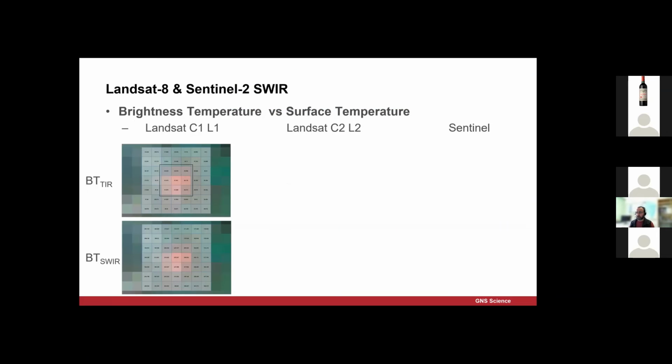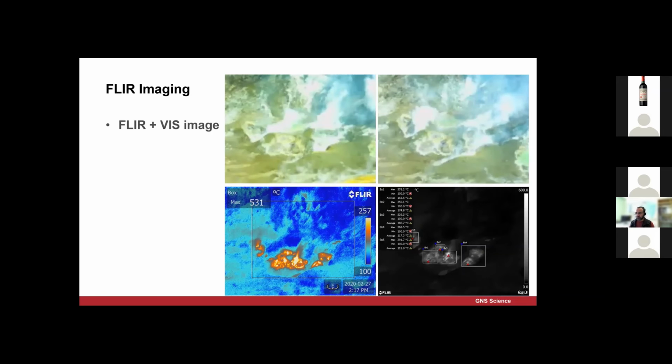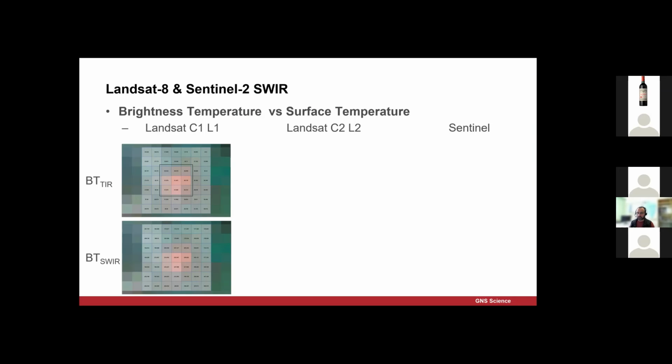So using the collection 1 and collection 2 data, when we converted back into brightness temperature, we saw that the TIR image is just giving us a value of around 40-41 degrees Celsius, while the shortwave infrared, after subtracting the emitted radiance, was reading around 250 degrees. Comparing to the actual temperature on the ground, which as I said earlier was around 500 degrees centigrade, but that is covering a much smaller area within the pixel.